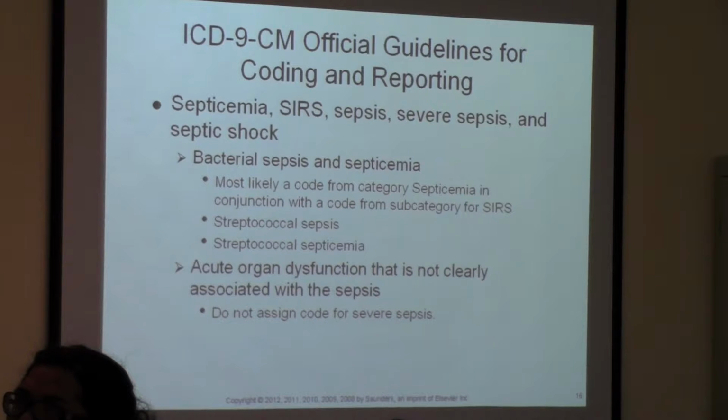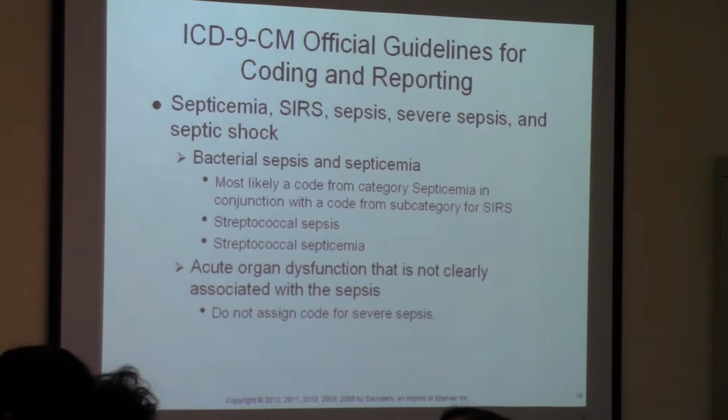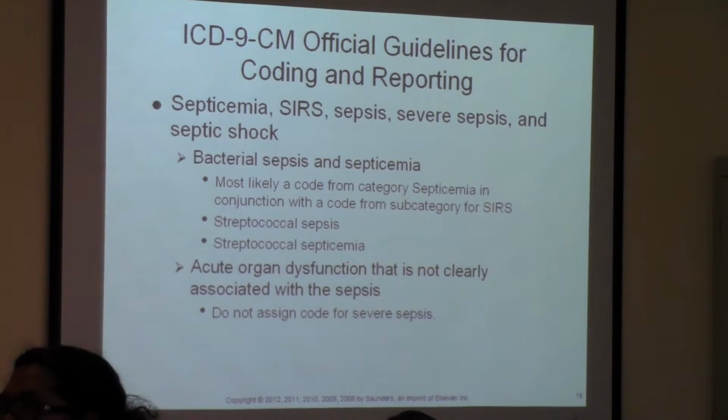So the same thing. That's why I came up with the equation. You have the underlying cause plus the SIRS, which is any two or more of those causing it. Then you would have the two codes. It's considered sepsis. If there's an organ dysfunction involved, then now it's called severe sepsis. And then you just identify what you're coding for.